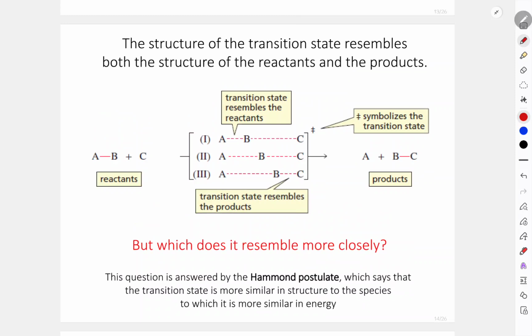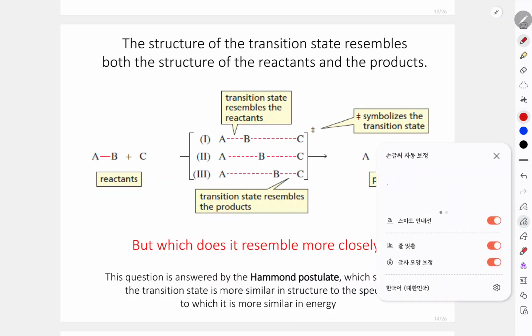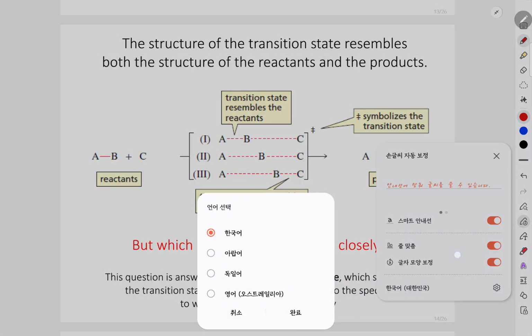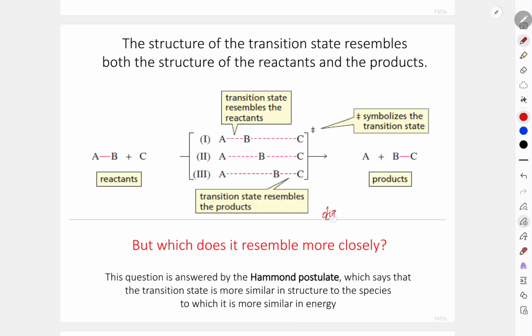in between this reactant state and product state, you can think about a transition state in the middle. And there are three different scenarios you can think of, in terms of bond formation and bond breaking. The first scenario is this: if you pick the apex of the kinetic barrier, in other words the transition state, your transition state may look like this. A and B is closer than the distance between B and C. In this case, you can say the transition state resembles the reactant state.